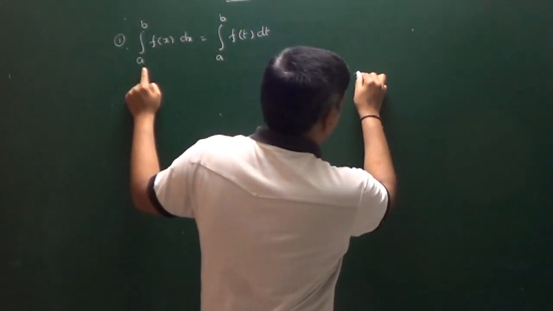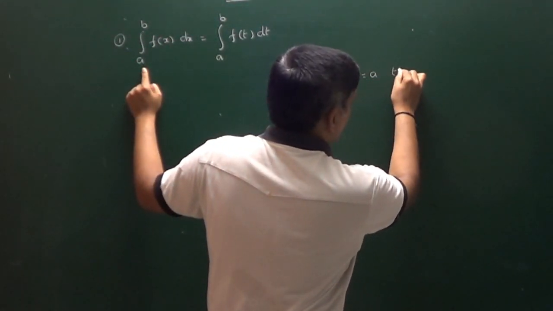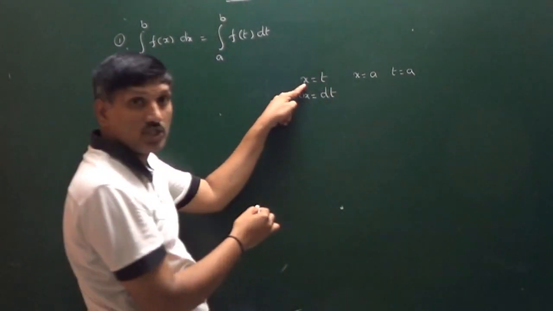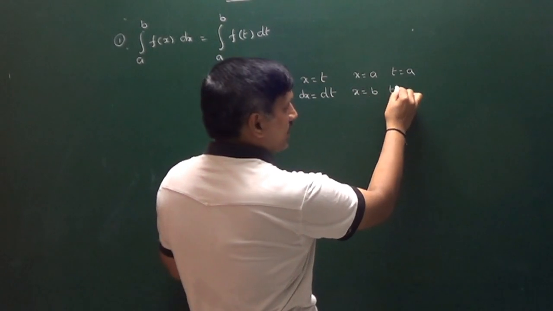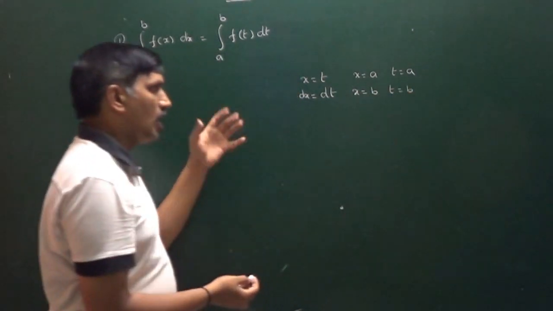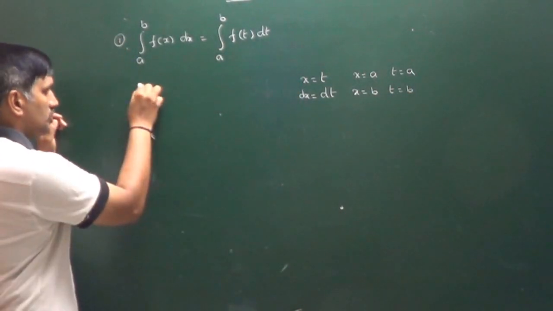Here the lower limit is x equals a, so t is also a, because when x is equal to a, t is equal to a. Then when x is equal to b, you will get t also equal to b. Now because of this, how does the integral change?